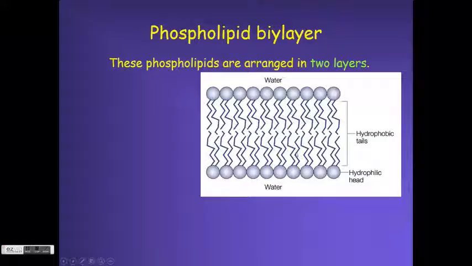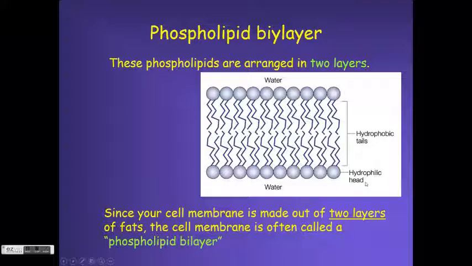And so when we have these two layers, we have the phospholipids pointing away from each other in these two layers. Since your cell membrane is made out of two layers of fats called phospholipids, we just say that they are a phospholipid bilayer, bi meaning two.